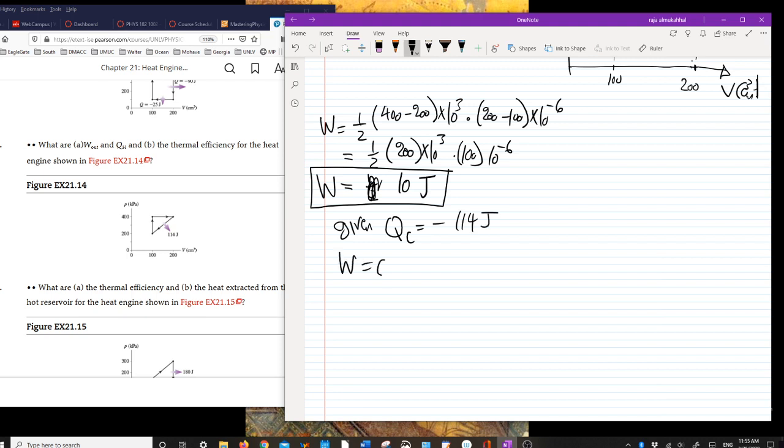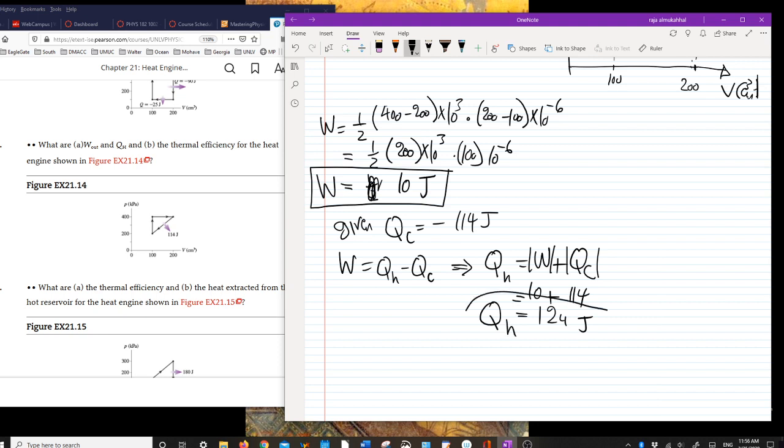So we know that work is Q hot minus QC. Therefore, Q hot is W plus QC. Remember, when we add those up, we basically want the absolute value. So that's going to be 10 plus 114, and that'll be 124 joules. So that's how much heat has entered the system. Heat enters the system. This one, however, heat leaves the system.